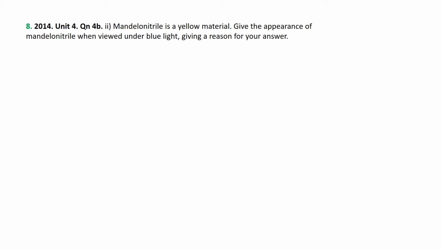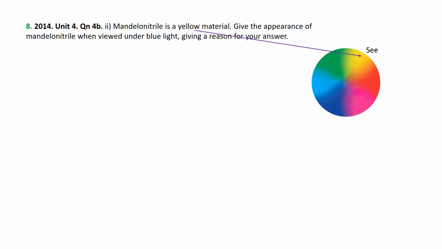Mandelonitrile is a yellow material. Give the appearance of mandelonitrile when viewed under a blue light, giving a reason for your answer. Well, if it's yellow, that means that it has absorbed, nice and simplistically, blue light. You have this nice little color wheel where whatever color you see means that you go 180 degrees across, directly across the color wheel, to see what light was absorbed. So because we see yellow, that means mandelonitrile absorbs blue light.